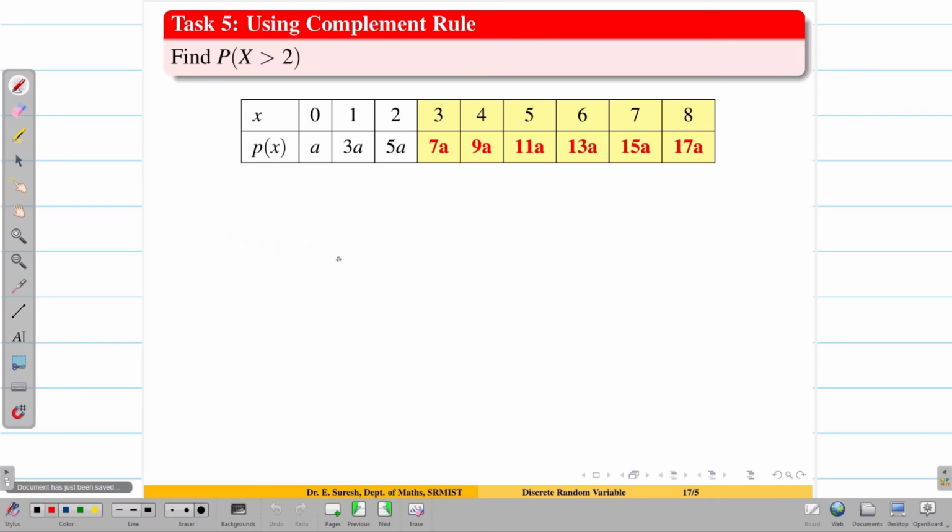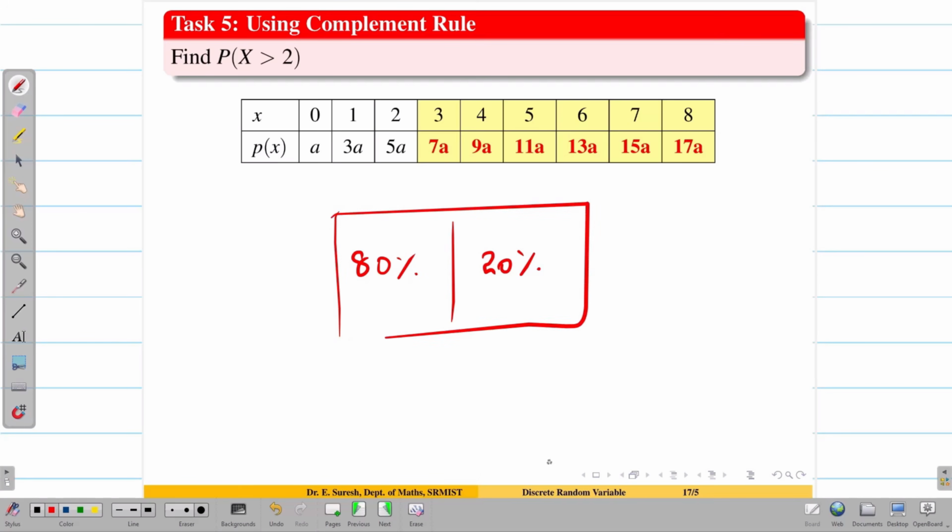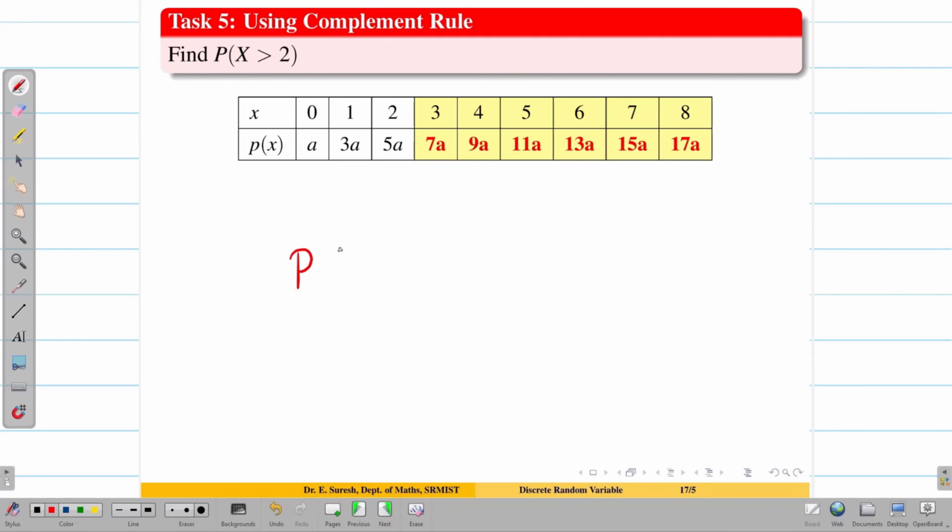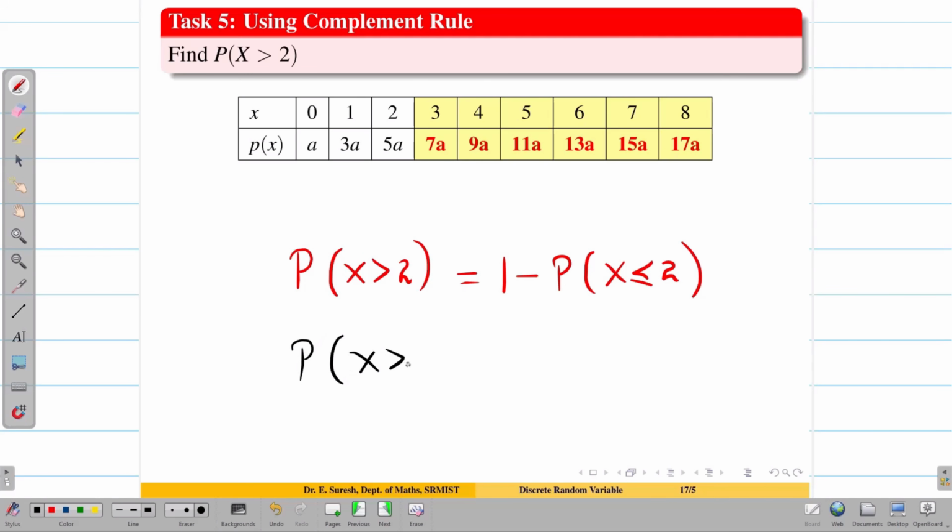Using the complement rule. You know, if I say my success is 80%, immediately you tell my failure is 20%. Reason? The total is 100%. The same thing, when I say probability of x greater than 2, it is equivalent to 1 minus probability of x less than or equal to 2. In a similar way, probability of x greater than or equal to 2 is equal to 1 minus probability of x less than 2, because the total probability is 1.